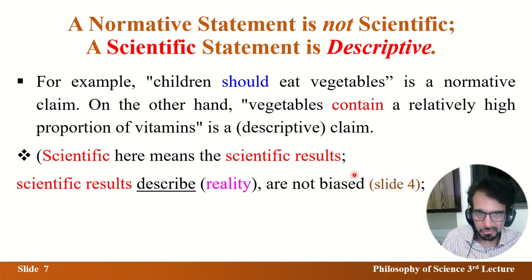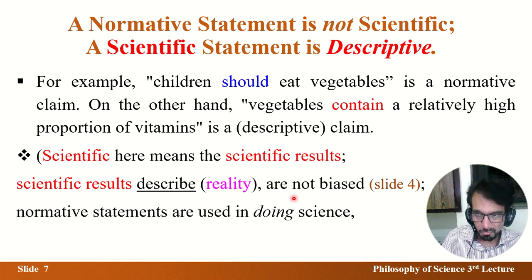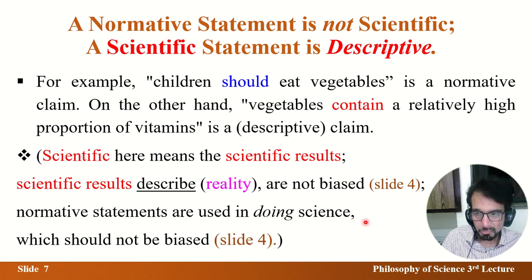And when I say scientific, most people mean scientific results. If they describe reality, they are not biased. That is for scientific results. But behind that, or before that, is scientific activity. And in doing science, you should use the word should. You should not be biased. So the results are descriptive, and the activity is normative. And this normative command is, as I've told you, you should not be biased.